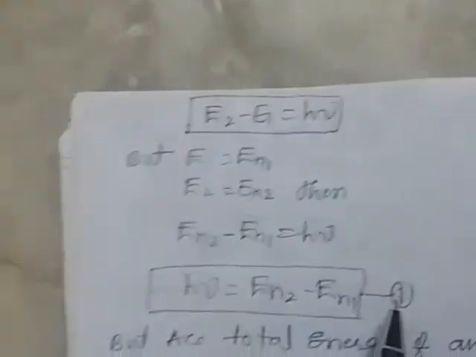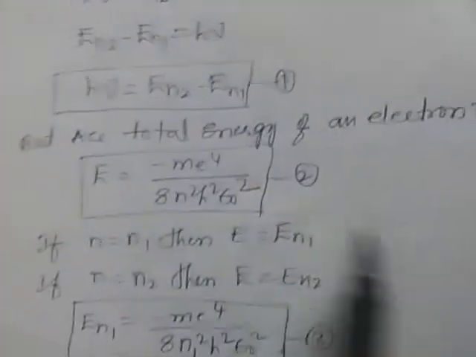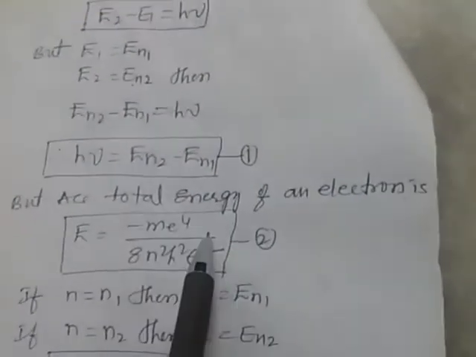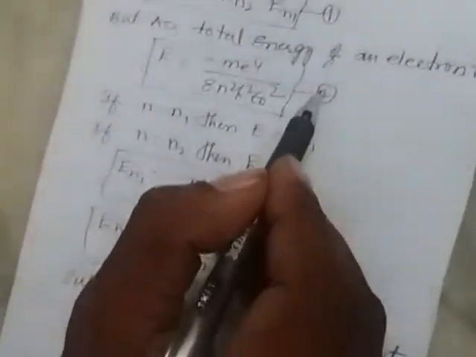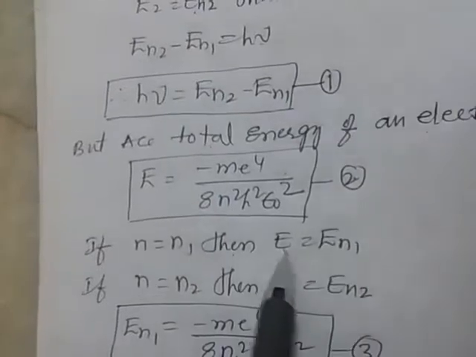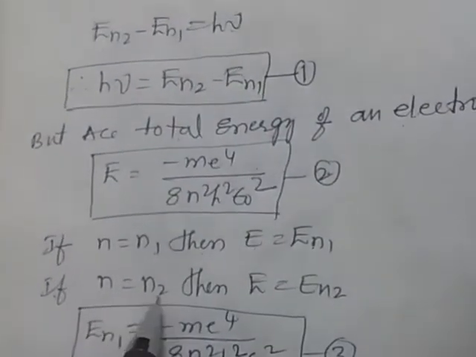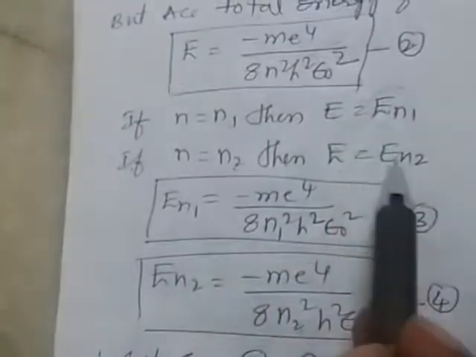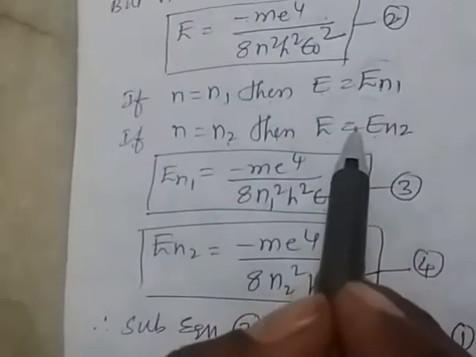Let us assume. In this condition, according to the total energy of an electron, it is equal to minus m e to the power of 4 by 8 n square h square epsilon naught square. This is equation 2. Now in this equation, let us assume if n equal to n1, then energy equal to En1, and if n equal to n2, then energy equal to En2. This means this is the first orbit and this is the second orbit number. This is the first orbit energy and this is the second orbit energy.